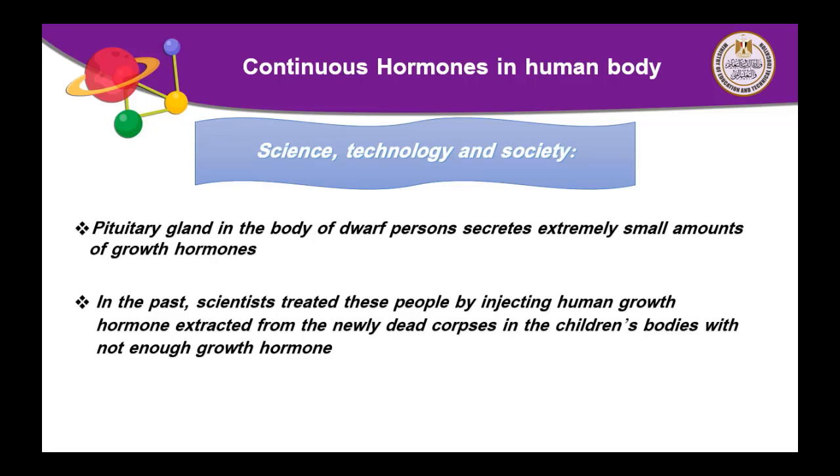So, in the past, how did scientists treat these people? By injecting human growth hormone extracted from newly dead corpses into the bodies of children without enough growth hormone. So I would make an injection of growth hormone that comes from dead bodies.